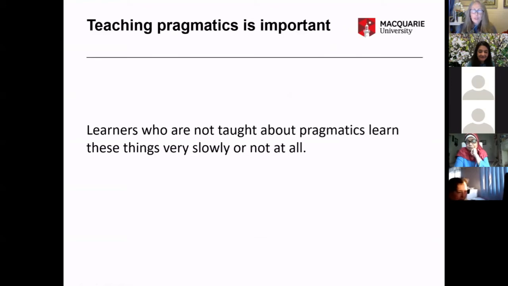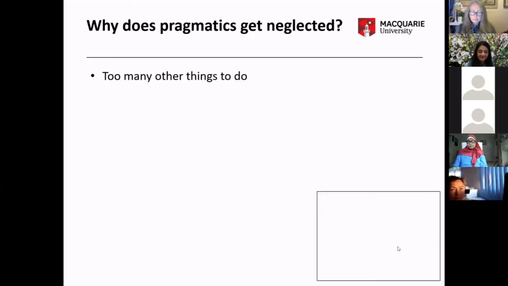We know from research that learners who are not taught about pragmatics, when they're not growing up in an environment where they can hear it naturally and learn it in the way that children do in their families, learn these things very slowly or not at all. And we also know that pragmatics is often really neglected in teaching. And it isn't only community language teachers, it's all sorts of teaching all around the world. Now, these are some of the reasons. Teachers have too many other things to do. And we know that's true.